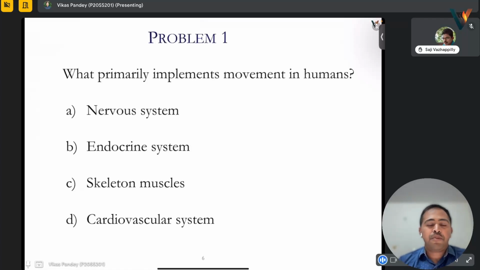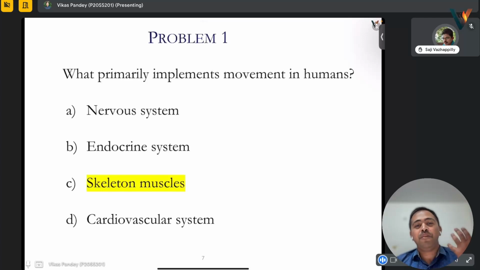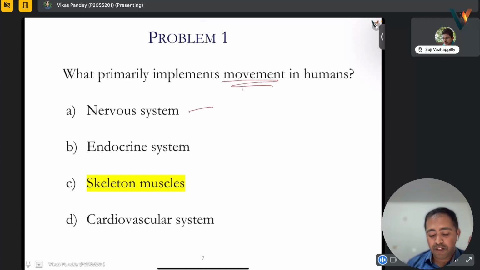Now let's come to our basic question: what primarily implements movements in humans? Nervous system, endocrine system, skeletal muscle, or cardiovascular system? Sir, I think it is nervous system only. Skeletal muscles, like I said, are the primary implementation of movement. The nervous system controls it. Okay, okay, sir. Yeah.